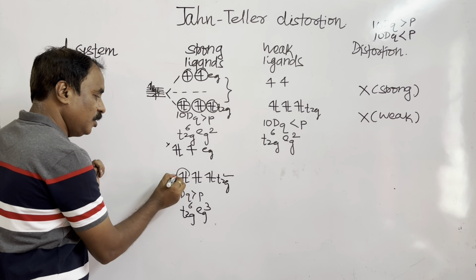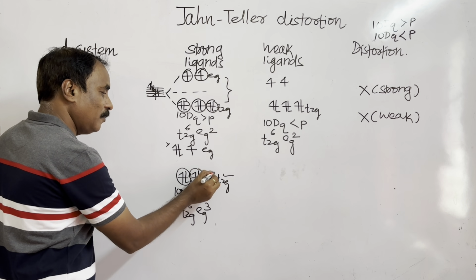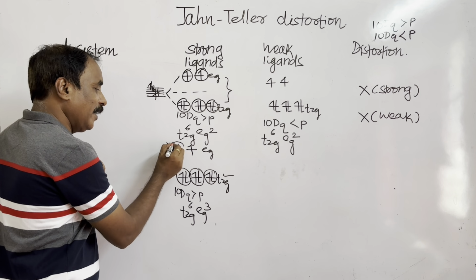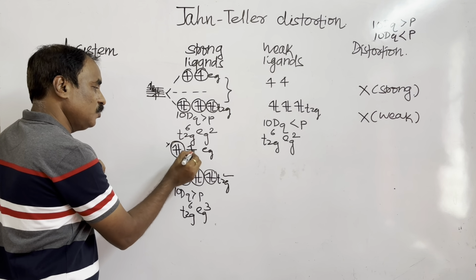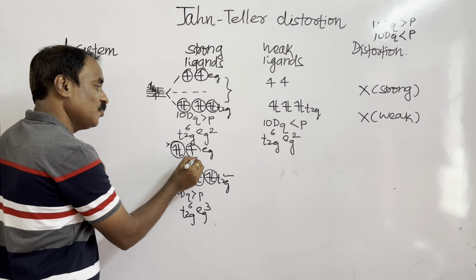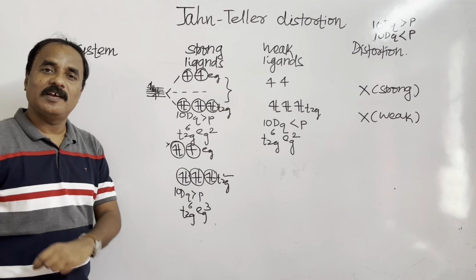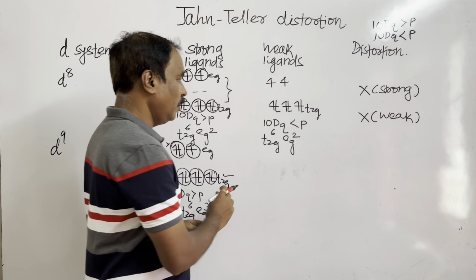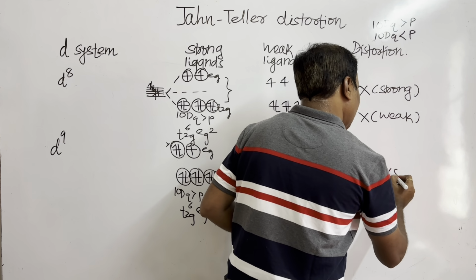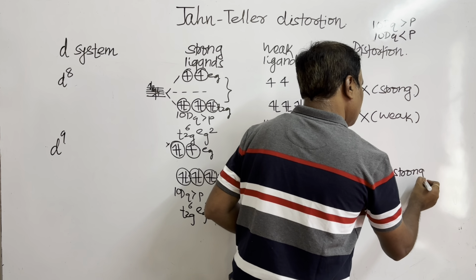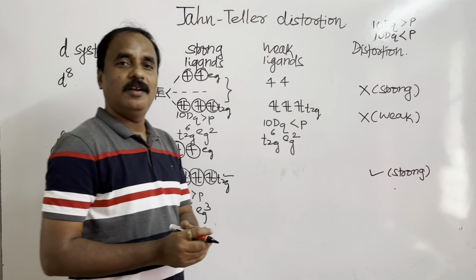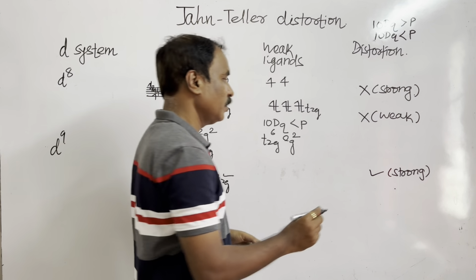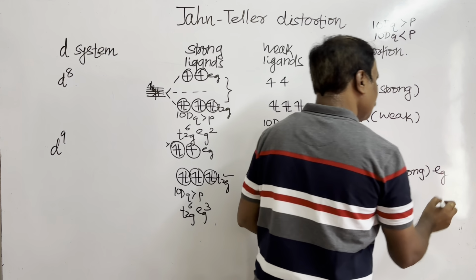Because in t2g each atomic orbital is occupied by 2 electrons. In case of eg, in dx square minus y square there are 2 electrons and in dz square there is 1 electron. This is unsymmetrical filling. So there is a distortion in geometry. Geometry distorts when ligands are strong. And who is responsible for this? Eg is responsible for this.